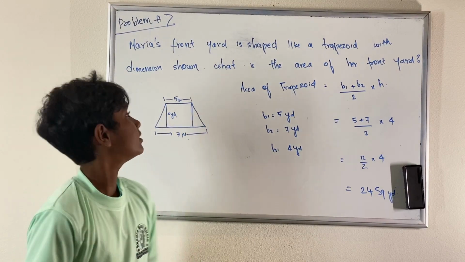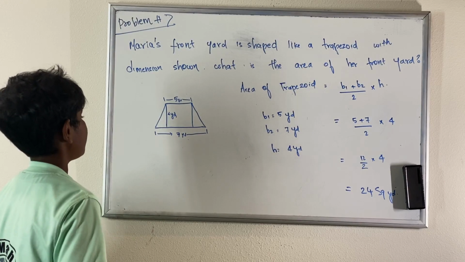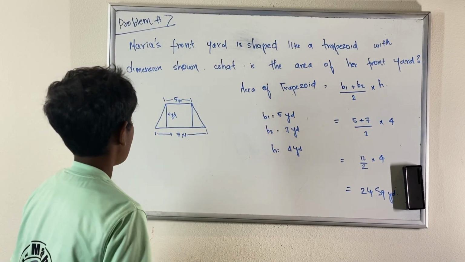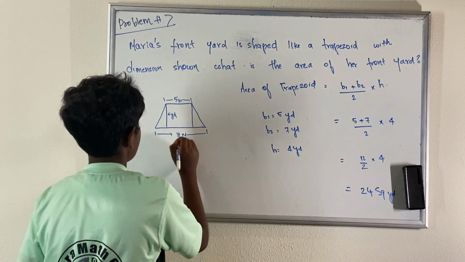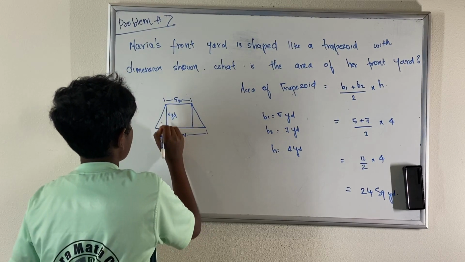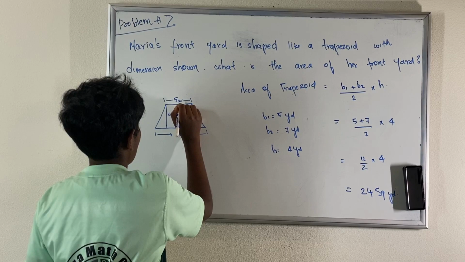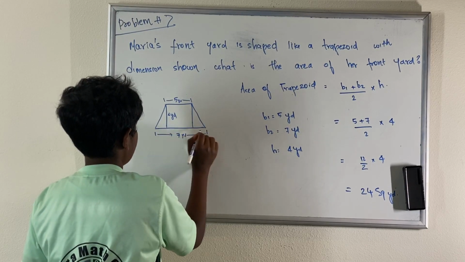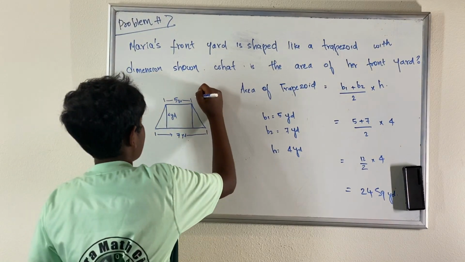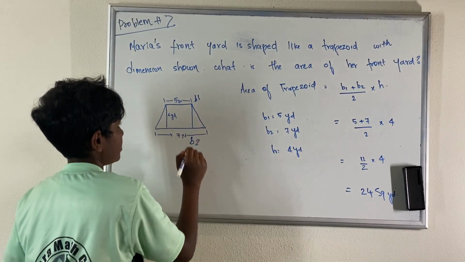Problem number 7. Maria's front yard is shaped like a trapezoid with a dimension shown. What is the area of her front yard? So as we look at this figure here, we know that there are 2 bases and 1 height. So let's look at it. The base of it is 5 yards. And we look down here, it's 7 yards. So if there are 2 bases, we name them. This is base 1, and this is base 2. And our height is 4 yards.